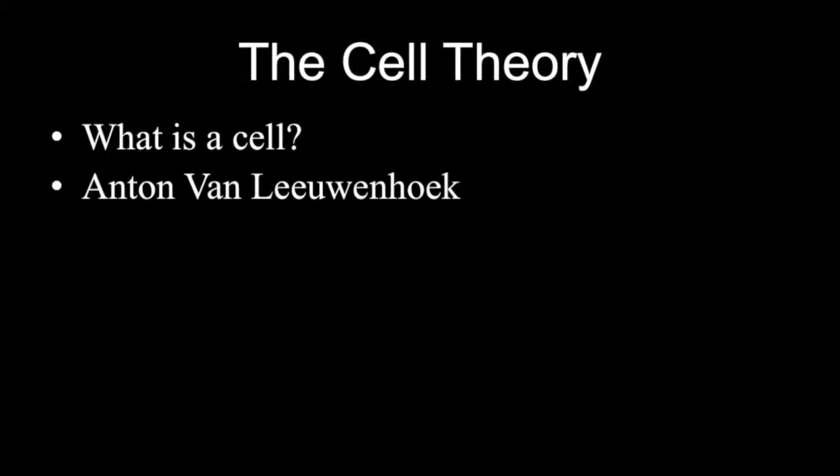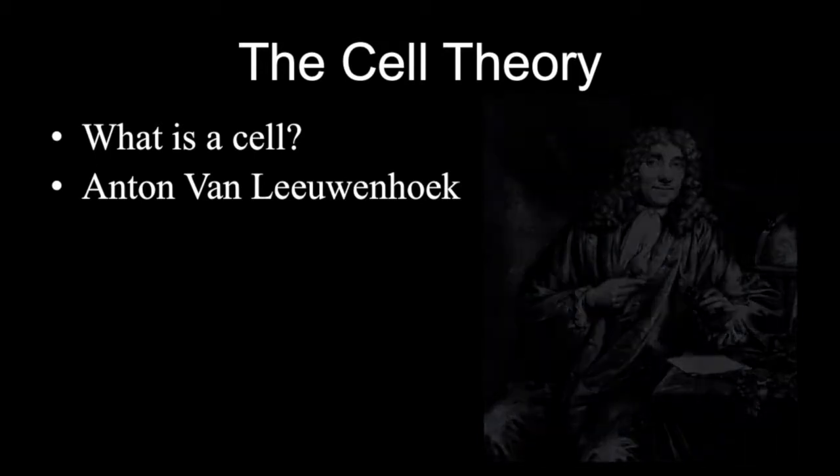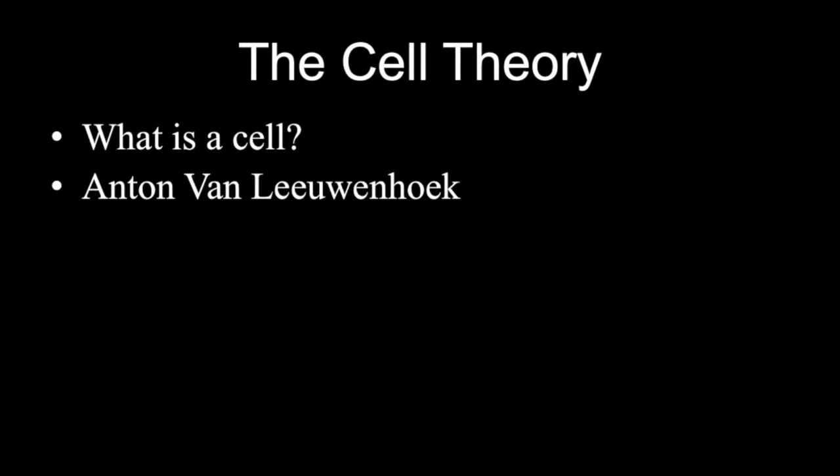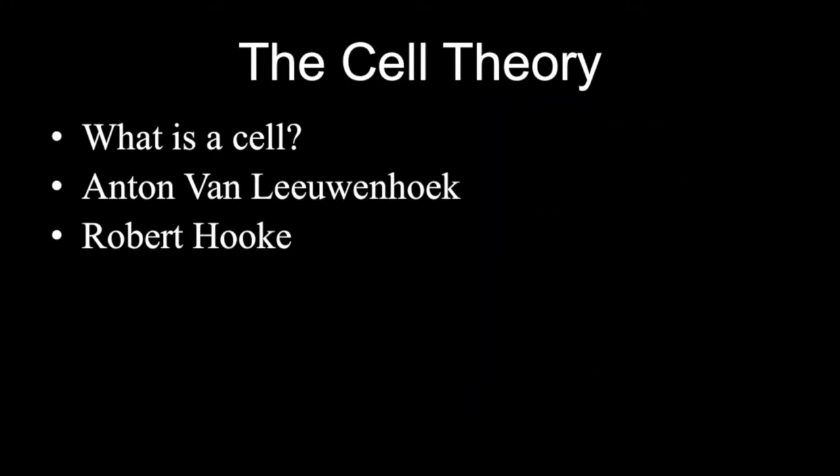In 1665, Anton van Leeuwenhoek constructed the first simple microscope. He viewed pond water and saw tiny moving structures that he called wee little beasties or animalcules. Then in 1670, Robert Hooke, an English scientist, invented the first compound light microscope. He viewed bits of cork and called these tiny hollow units cells.